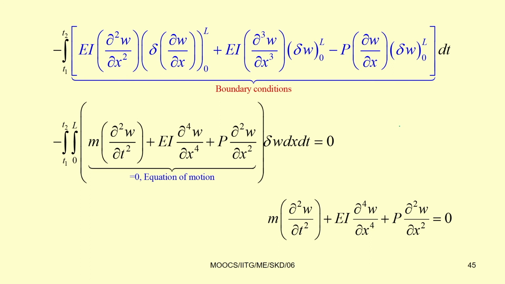So, this is the boundary conditions you have got, and this part you just see, which is the coefficient of delta w dx dt. As delta w is arbitrary, this is the equation of motion of the system. The equation of motion of the system becomes m del square w by del t square plus E I del fourth w by del x fourth plus p del square w by del x square.